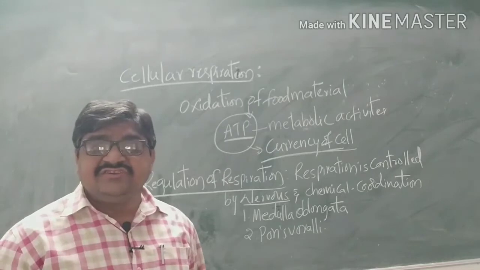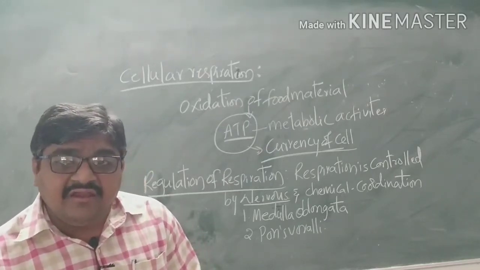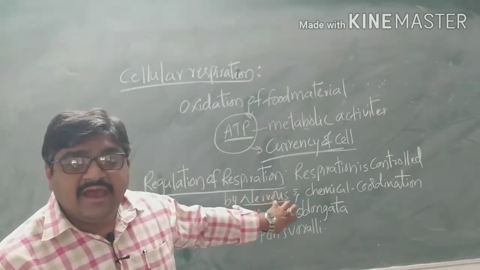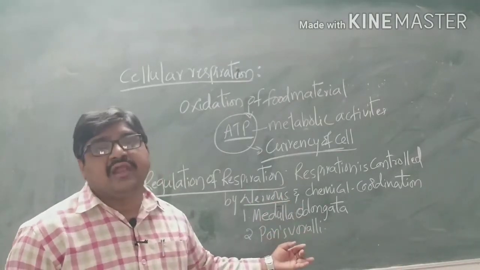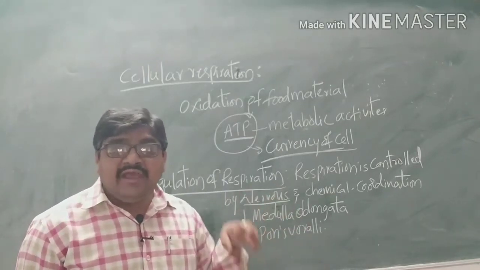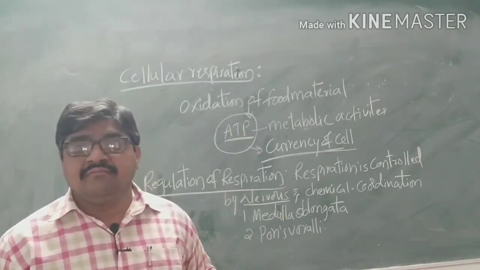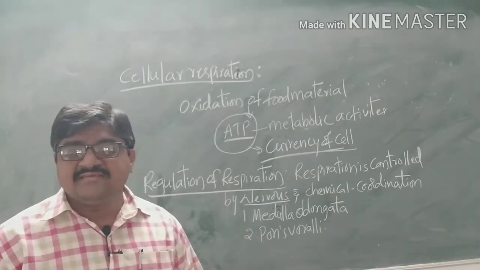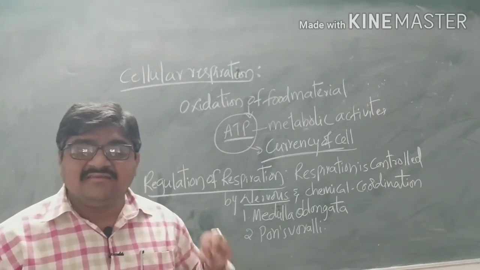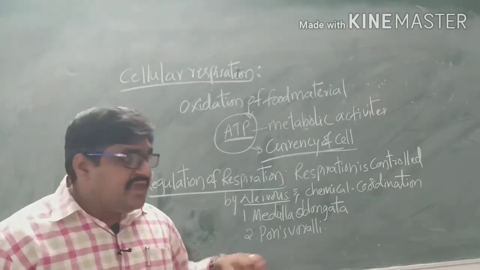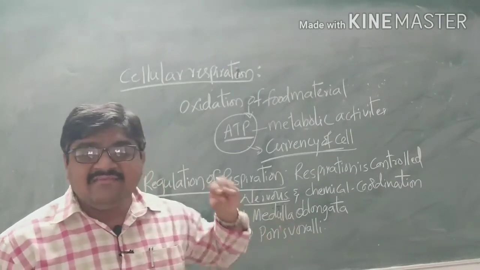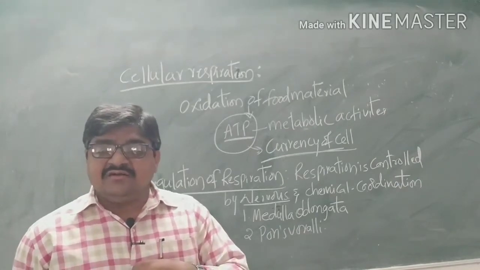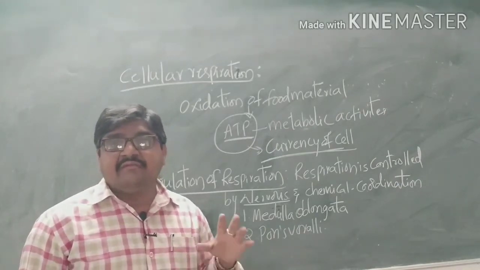That means respiration is under the control of mainly the medulla oblongata and also the pons varolii. So if the medulla oblongata is damaged, for example when we say spot dead, when accidents take place, spot dead means the medulla oblongata is damaged. Then respiration does not take place.